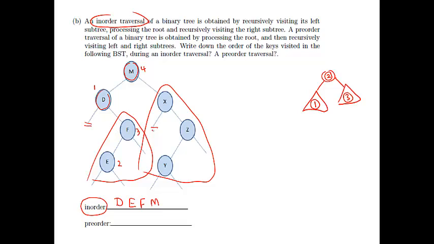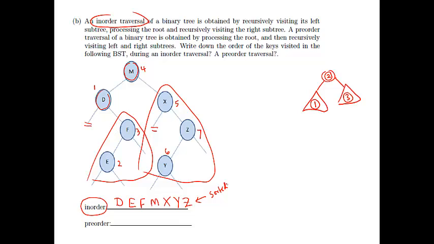You go to the left, there's no left, so you go to the X, which is going to be the 5th node, and then here you go to Y, this is the left of that tree, and then you go to Z finally. So the in-order traversal is going to be D, E, F, M, X, Y, Z. Note that this is a sorted list. So this is one of the tests you can do.